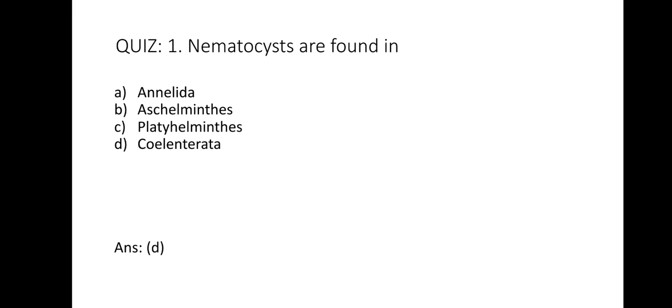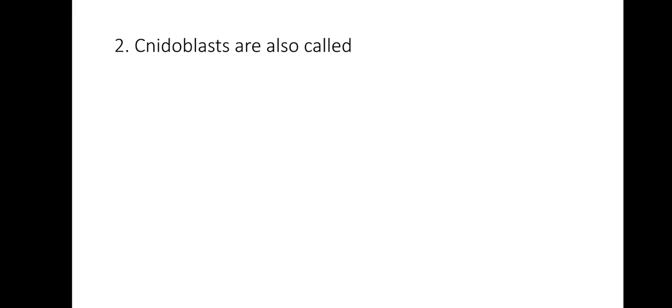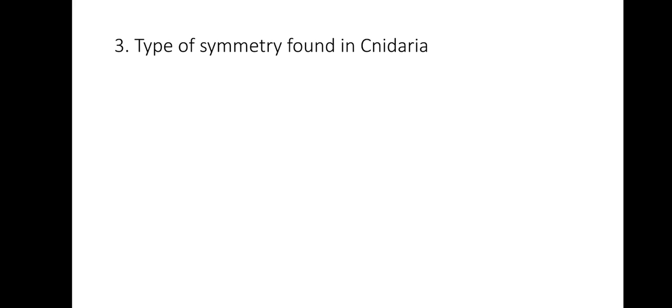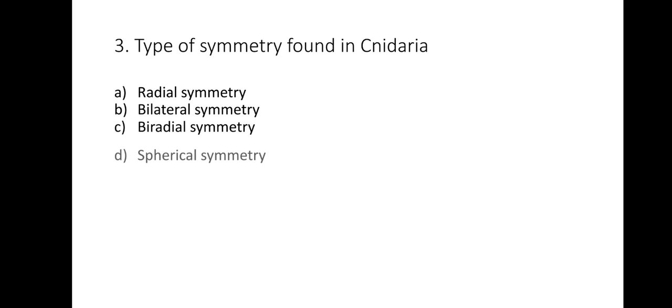The right answer is D, Coelenterata. The next question is, cnidoblasts are also called choanocytes, collar cells, stinging cells or scleroblasts? Recall all your previous sessions and you will have your answer. The answer is stinging cells. Next, the type of symmetry found in Cnidaria. Is it radial, bilateral, biradial or spherical? The answer is radial symmetry.